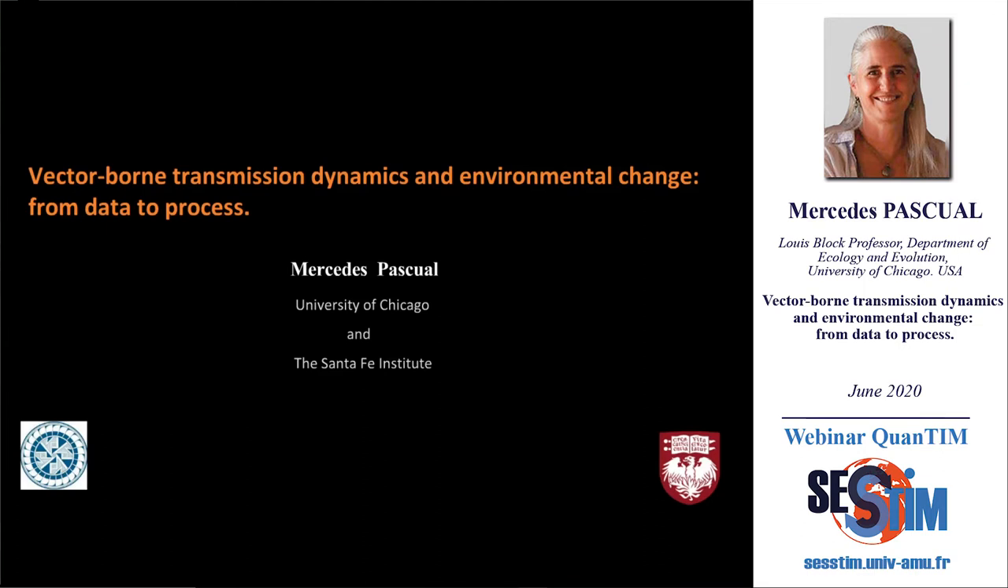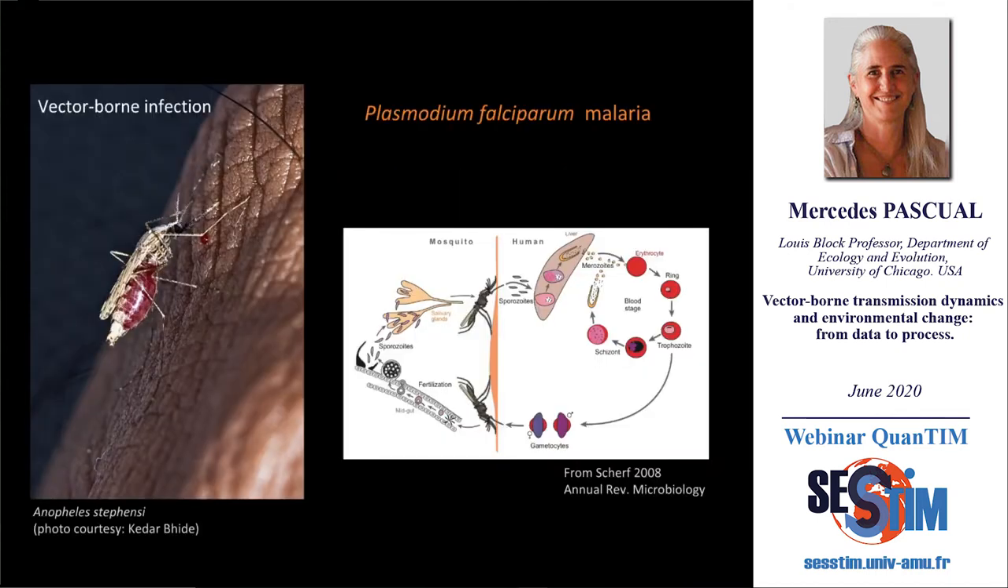Today I will talk in particular through some examples about how we can study this relationship and go from time series data to underlying processes using epidemiological models. I will present some examples from one particular vector-borne disease, that is malaria, and Plasmodium falciparum malaria in particular.